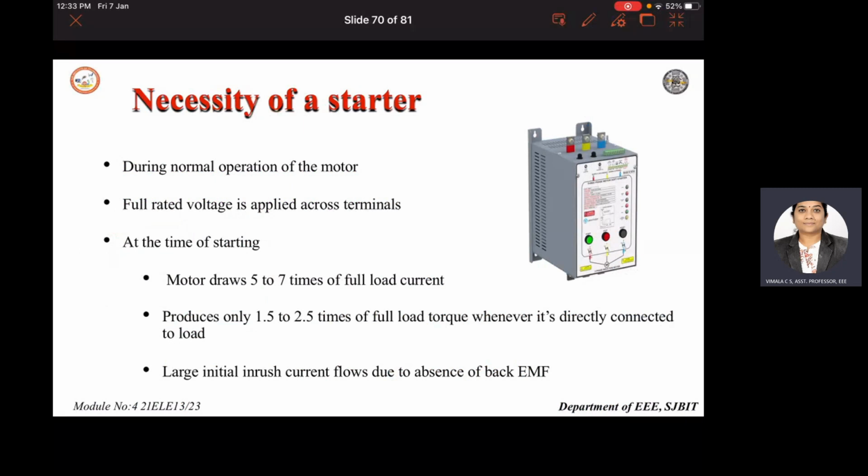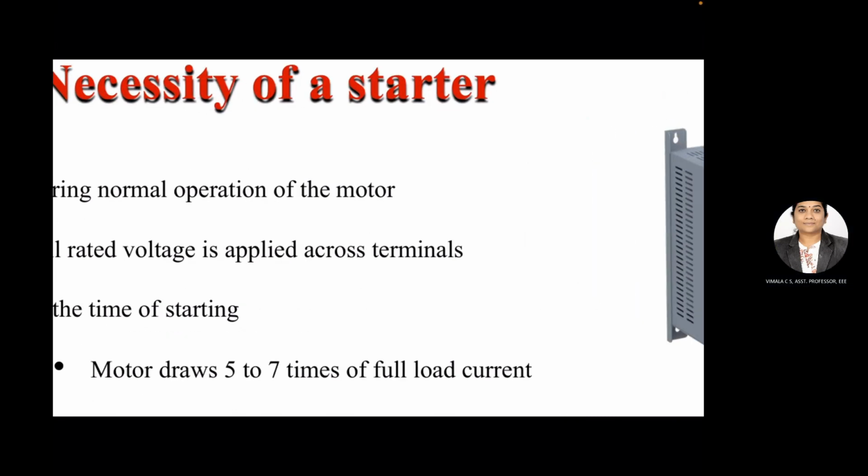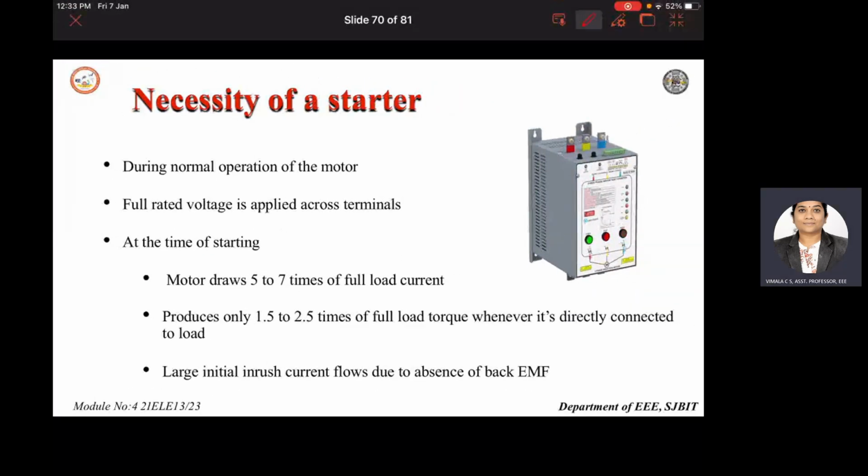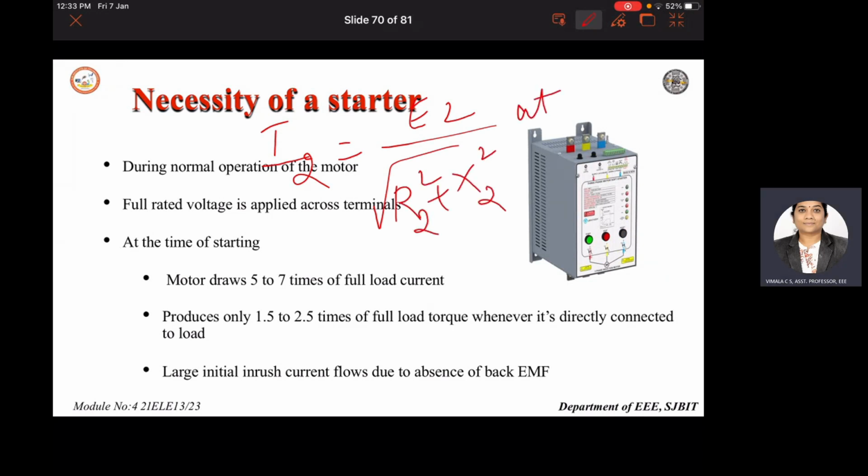Slip of the induction motor. At start, the value of slip is at maximum, equal to unity. So the rotor current I2 will be equal to E2, that is the induced EMF in the rotor, divided by the square root of R2 square plus X2 square, at S equal to 1. We told that at start S is equal to 1.